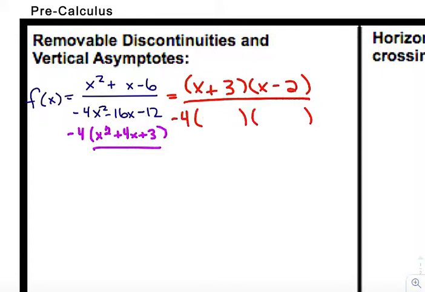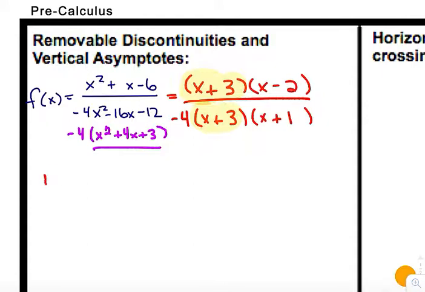Let's see, we have 3. So 3 and 1 have to multiply to make 3. x and x have to make your x squared. And if we go plus 3 plus 1, we're going to have our factors. Now if we do a quick analysis, we'll see in the top we have this factor of x plus 3, and we do in the bottom as well. And so immediately we know that those are going to cancel, but let's not worry about that yet.